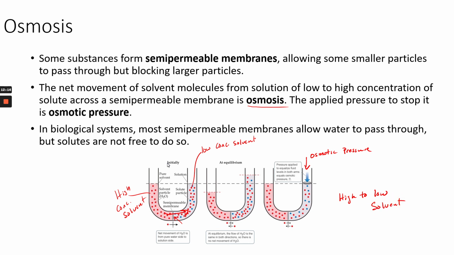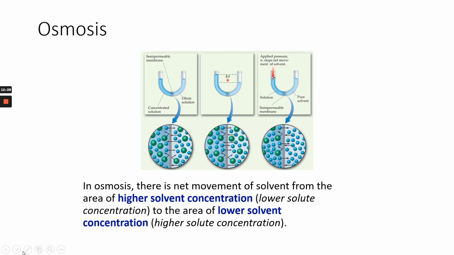So in biological systems, most of your semi-permeable membranes will allow water to pass through, but the solutes are not free to do so. So this is like when we were talking about cells and saltwater solutions in cells in bio. It's also why when you drink salt water, you actually get more dehydrated, right? So here's another picture of it. Here's your membrane. Here's your concentrated solution. It's going to move into the dilute. And then you have to apply pressure to get the two back.